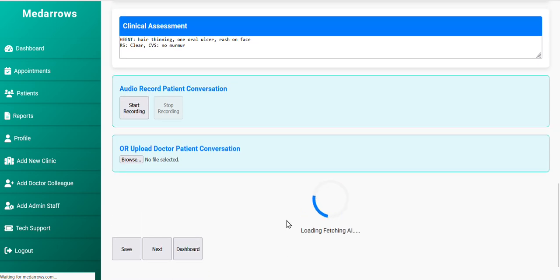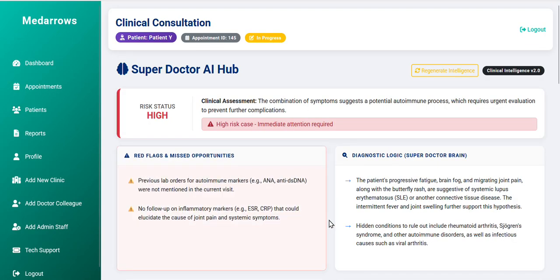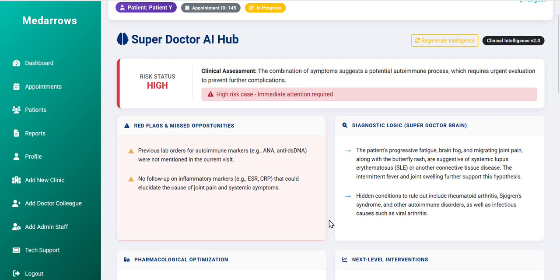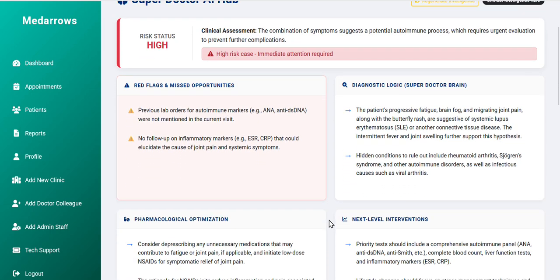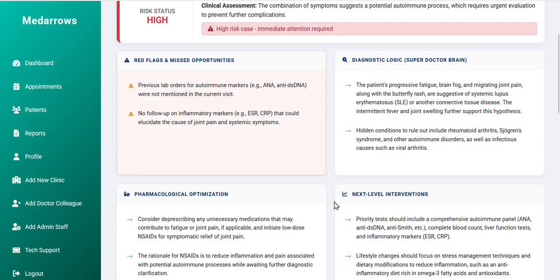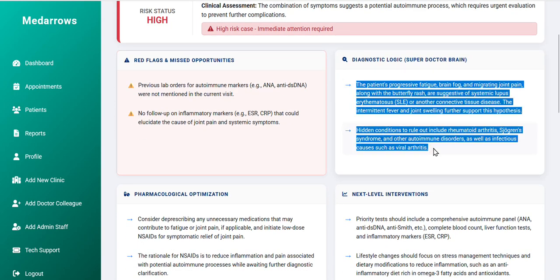Okay, now we need help managing the patient as well as to educate ourselves, to make sure we are not missing anything, and that our prescription is medico-legally safe and sound. So all of those things all in one. What is the diagnostic logic for this patient? Progressive fatigue, brain fog, all of these suggest SLE or other connective tissue disease.